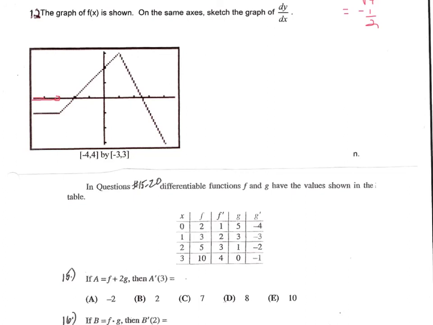So now I'm going to take a look at this portion of my graph, and it looks like it's a constant slope. It looks like we go up 1, 2, 3, 4, and then over 1, 2, 3, 4. So I have a slope of 1. So I'm going to draw a horizontal line at 1. It's a little too high. There we go, to show that I have a slope of 1 for all those points.